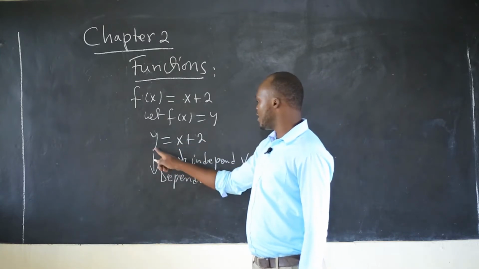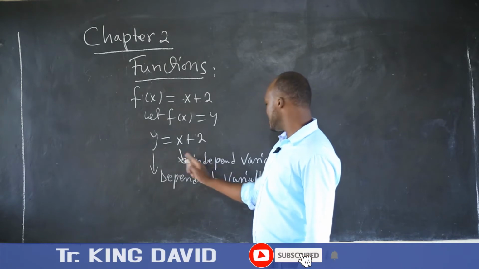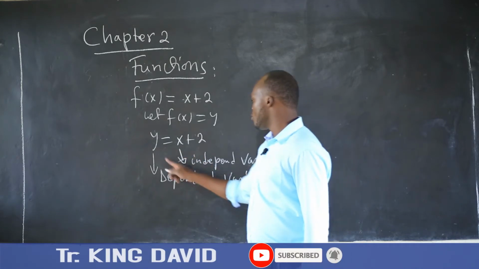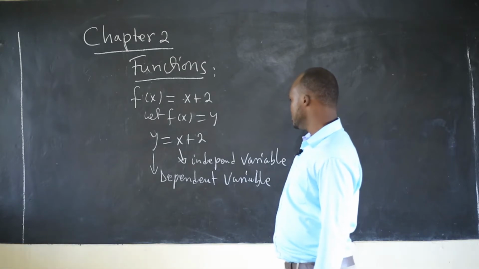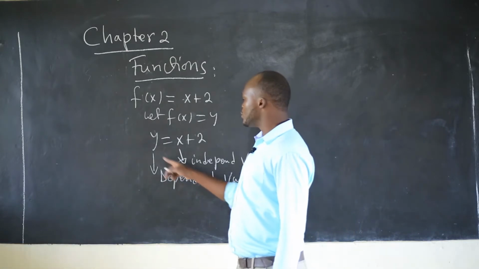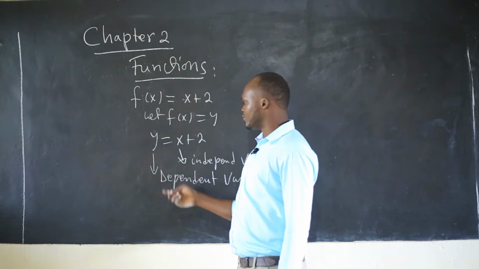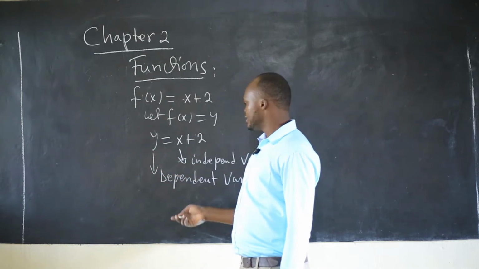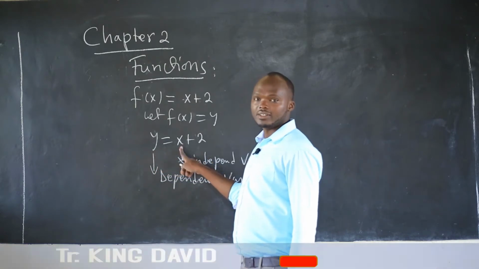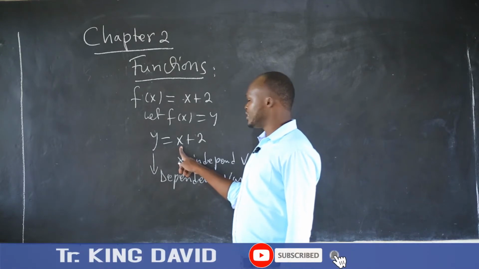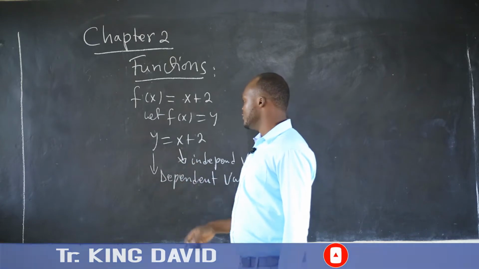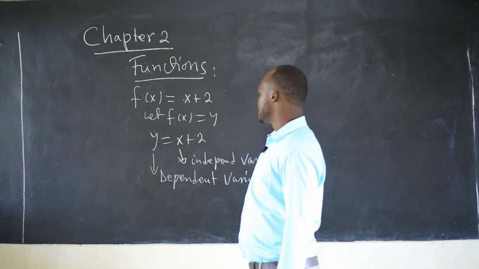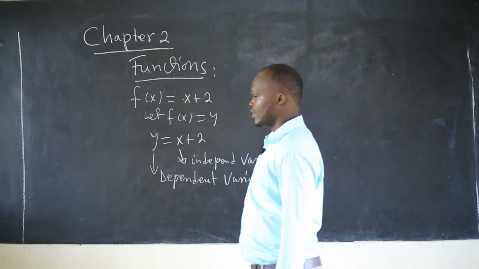So here we have y equal to x plus 2. This x is the independent variable, where y is the dependent variable. It means that y varies according to the value of x. If x is increasing, y will increase. But if x is decreasing, y will decrease. So y will vary according to the value of x.